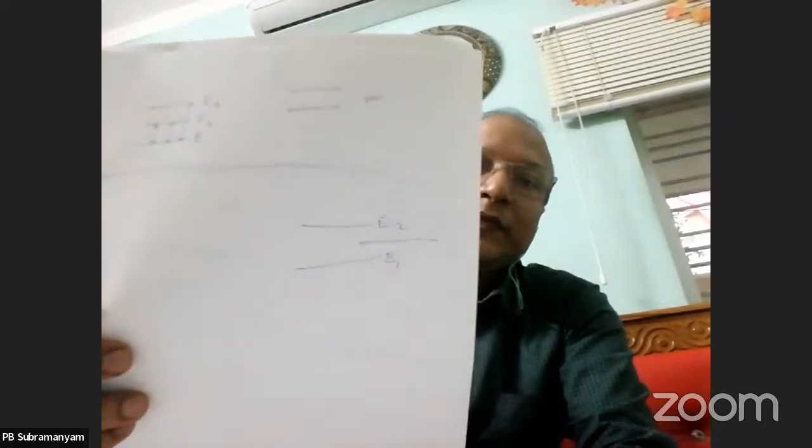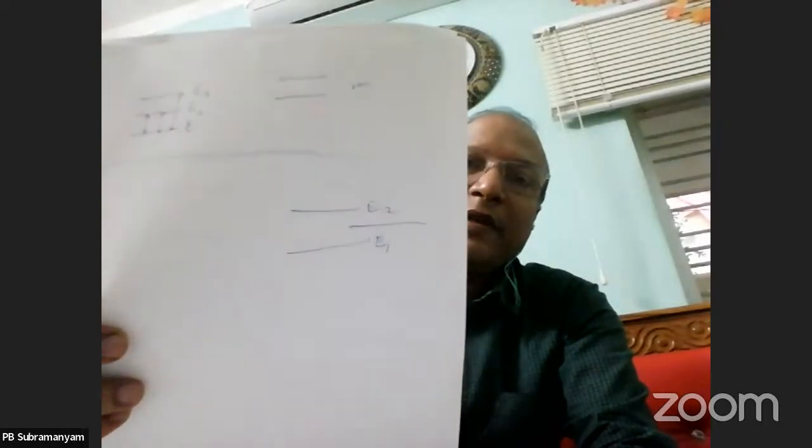I'll show you the diagram. We have E1 and E2, and the in-between state is said to be the metastable state. Sometimes some textbooks mention it as an intermediate state. So in the examination, if they say intermediate state, don't think it is out of syllabus. Metastable state and intermediate state are one and the same.